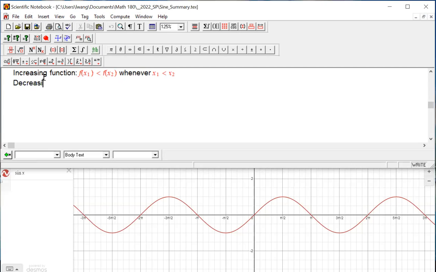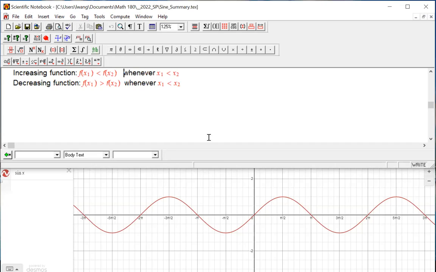Decreasing function. Okay, for a decreasing function, we still have the same "whenever." The only thing that changed is that instead of less than, f of x1 is greater than f of x2. This should be x sub 2. Instead of less than, it is going to reverse that relationship. You see, this way, hopefully it will help you to understand.